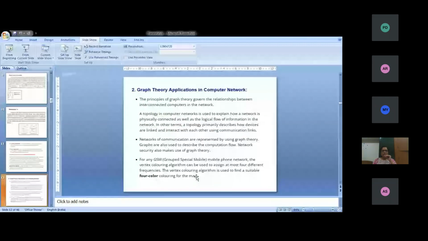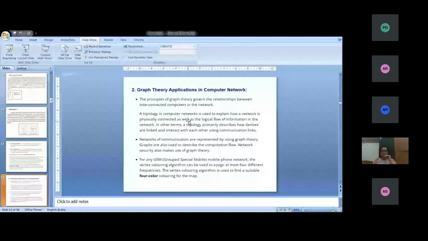Next one is graph theory applications in computer networks. Before that, we saw computer programming. Now we are going to see how graph theory is applied in computer networks. The principle of graph theory governs the relations between the interconnected computers in a network. So as usual, you're connected by the network. So how do these networks use graph theory? Here they use topology. That networking is called topology.